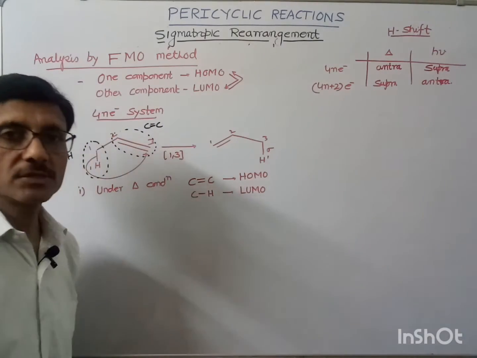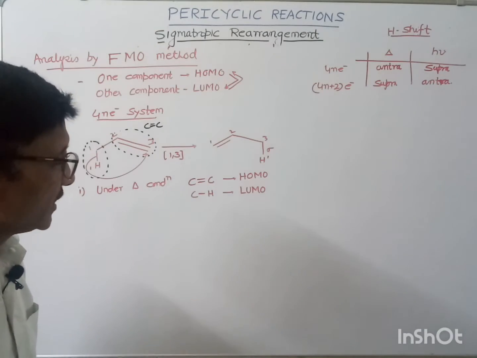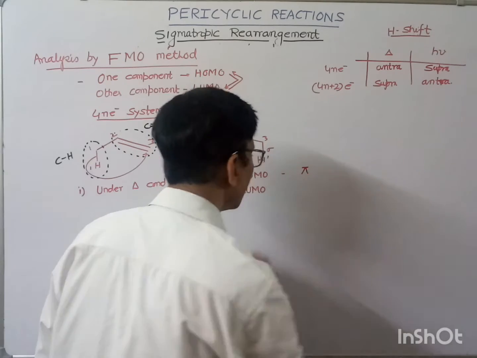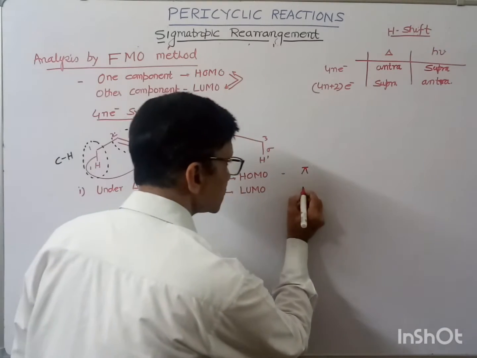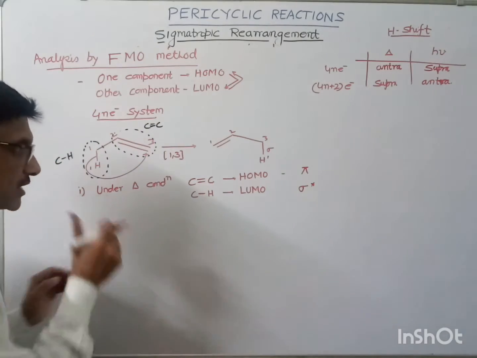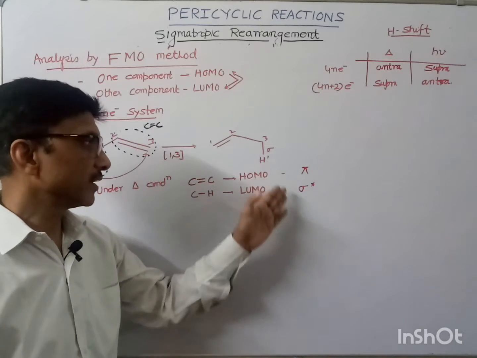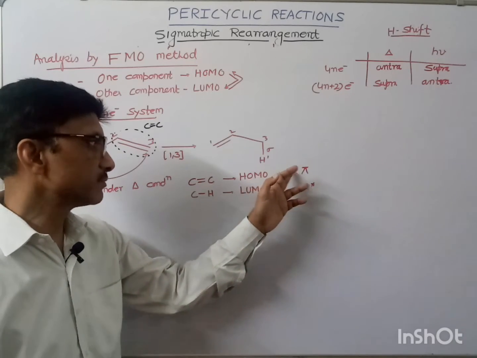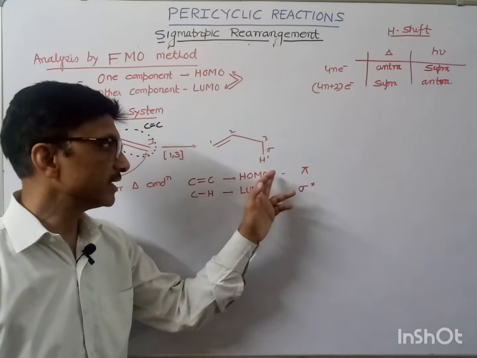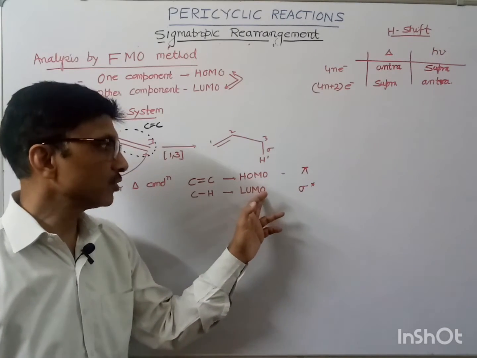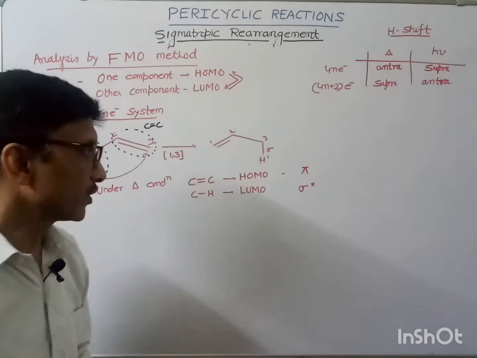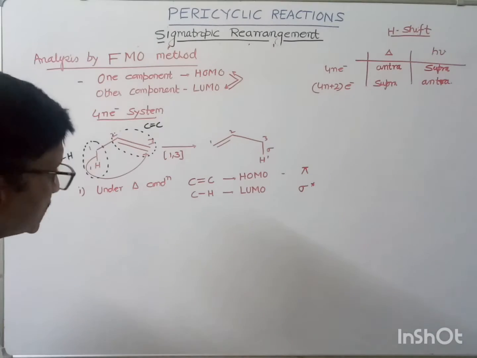So the HOMO of this alkene type of system, the ethene system, as all of you know, is pi, and the LUMO is sigma star. Or otherwise we may take it in the opposite manner also. This may be taken as LUMO and this as HOMO. If I take it as LUMO, then it would be pi star. If I take HOMO, this would be sigma. Then the result comes out the same. In both cases the result will be the same.